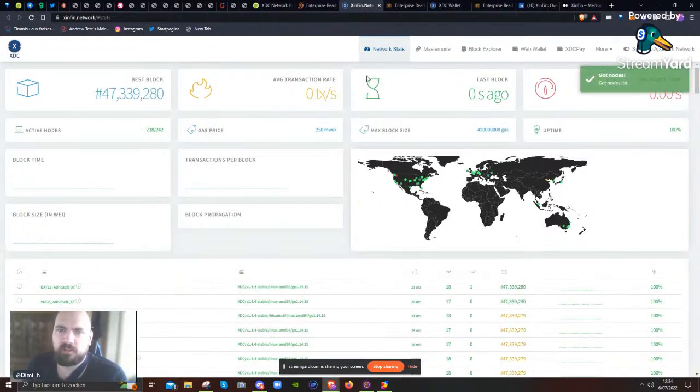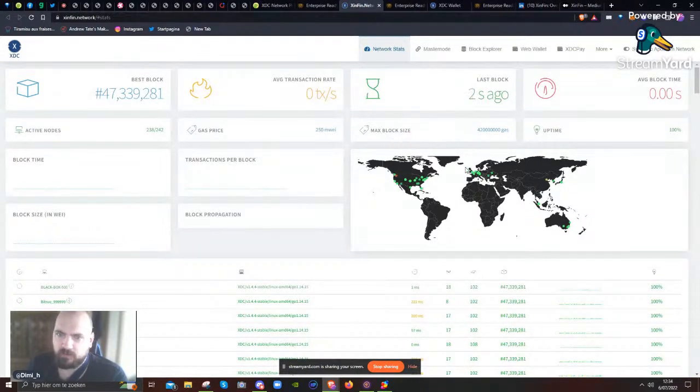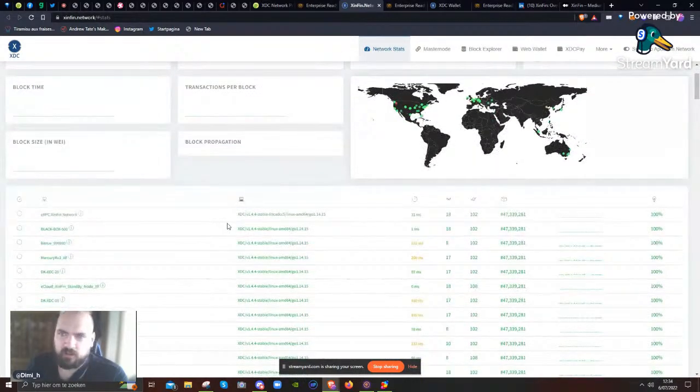This is the network status. I do hope this gets updated. Average transaction rate, 0 transactions a second. Okay, gas price 250 mini way. Some block size, well, that's the amount of gas. Uptime 100%. These are all the various nodes. There's one down here. Mostly US, Europe, a few in China and Asia.